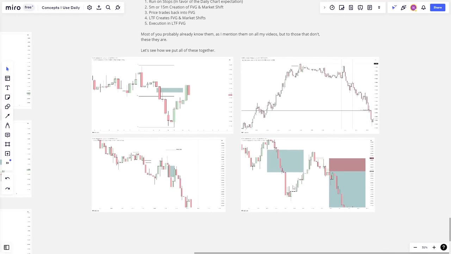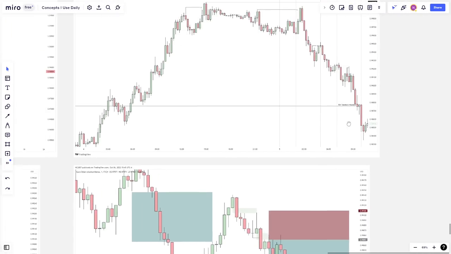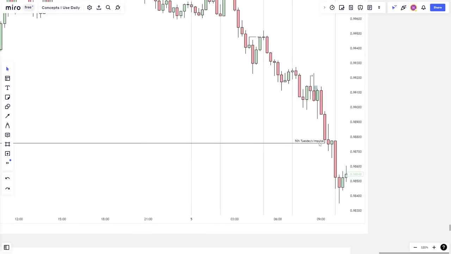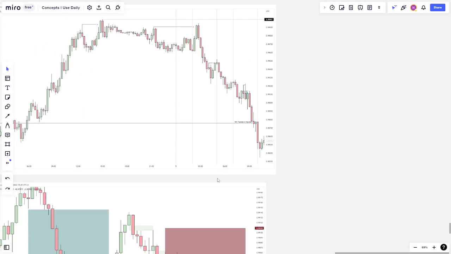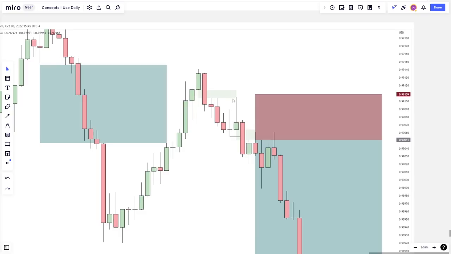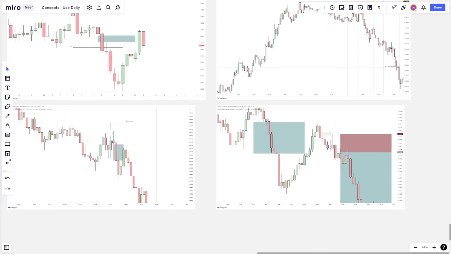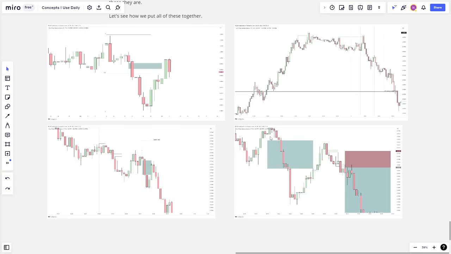I didn't take a screenshot of the target. Well, the target was 50% of the impulse, just Tuesday's impulse, a 5.07R, by putting my stop loss above that high. So what did we do in just this scenario? Of course, I'll show more examples, don't worry. We understood that the daily bias could be bearish. I had an expectation for the weekly bias to be bearish.